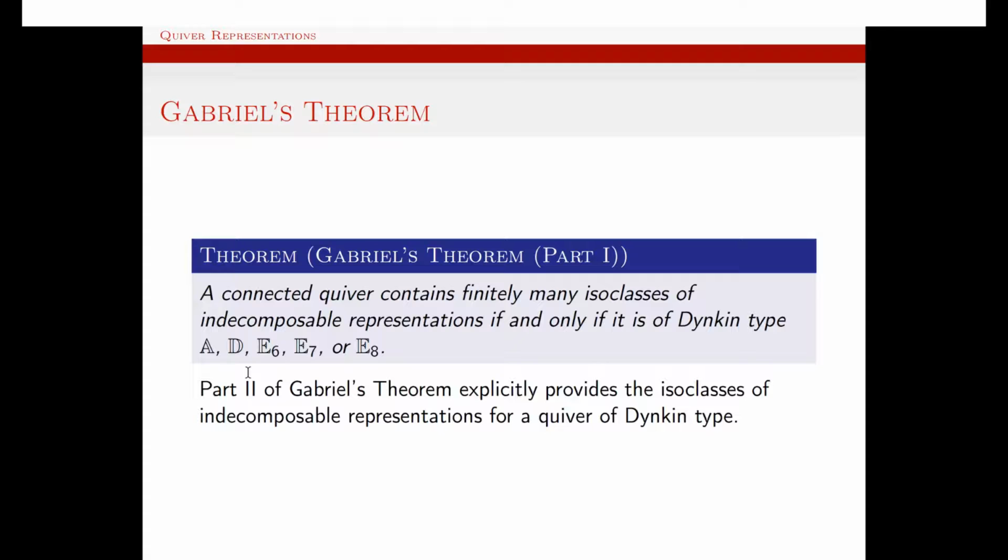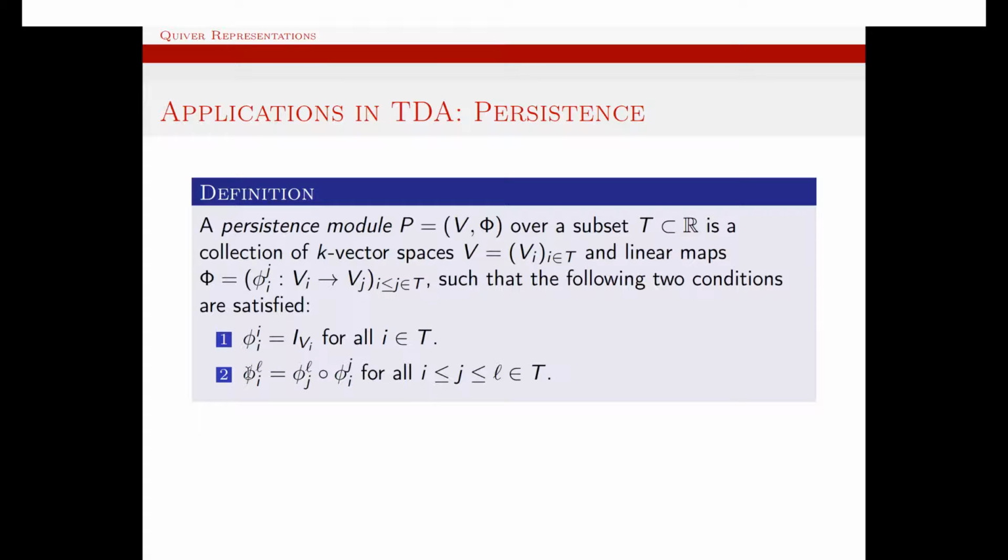Also, and this is outside of the scope of this presentation, if a quiver is of Dynkin type A, D, or E, you can construct something called the Auslander-Reiten quiver, or the AR quiver, which both provides all of the indecomposable representations as well as a diagram of how they can be mapped to each other. Now we will discuss how this is involved in persistence theory.